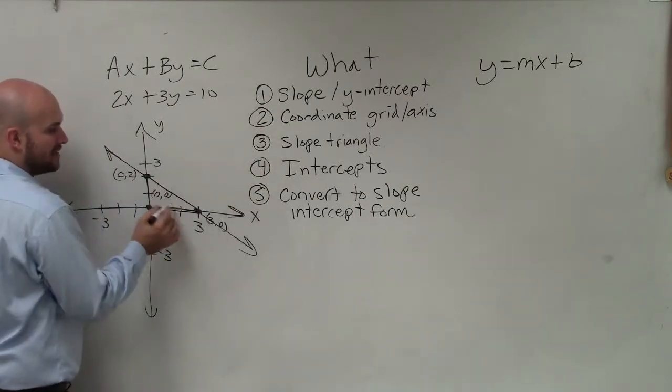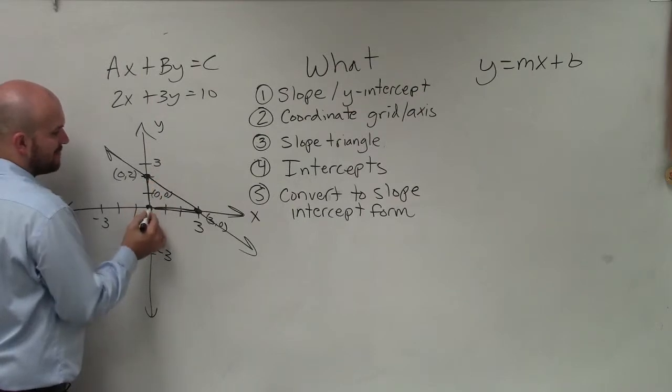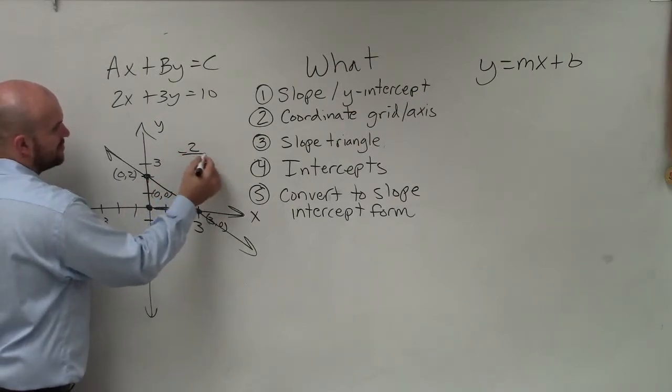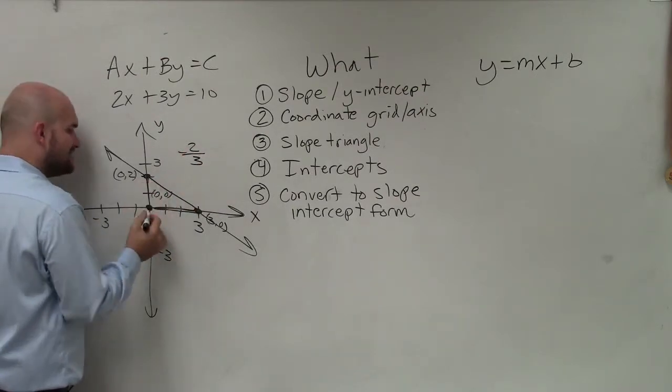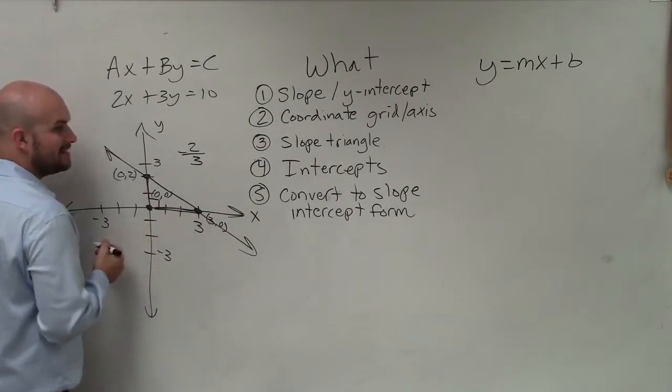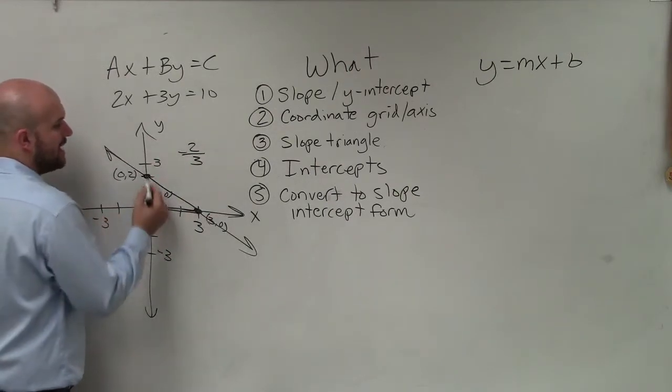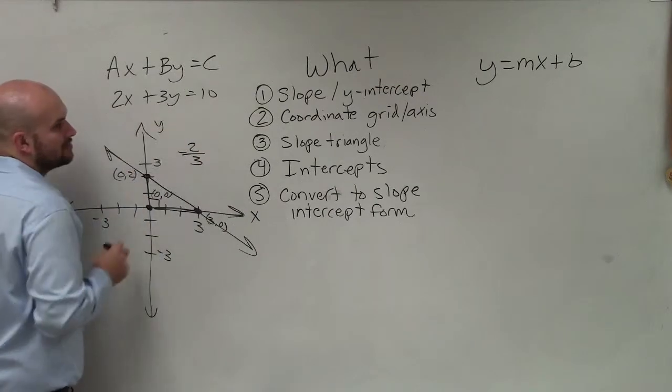And that's where the slope triangle comes in. You can see, as I use my ratio, in this case a negative 2/3 would be my slope. I'm going down 2 over 3, which creates a right triangle, which we call the slope triangle. And we use that to graph for slope-intercept form.